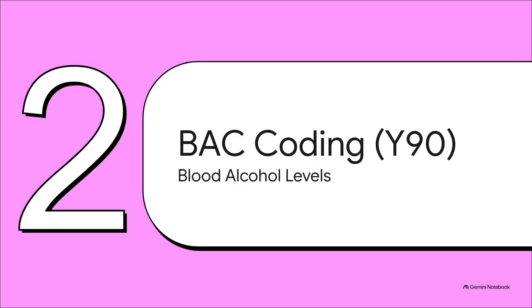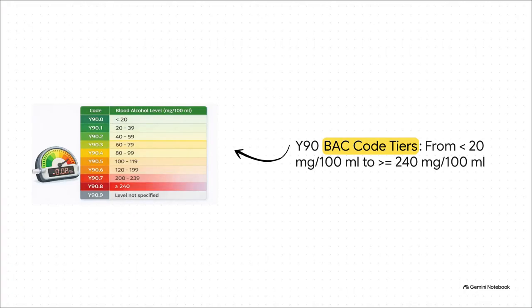Which brings us to Section 2, BAC coding, or the Y90 codes. These Y90 codes are incredibly specific. They track blood alcohol levels in milligrams per 100 milliliters. It starts right at the bottom with Y90.0. That's for a level under 20. And as the concentration goes up, the codes climb sequentially right along with it. Y90.1 covers 20 to 39, and it scales all the way up to Y90.8, which you'll use for levels hitting 240 and above. Now, what if alcohol is detected, but the exact level isn't specified? That's exactly where Y90.9 comes in to save the day.